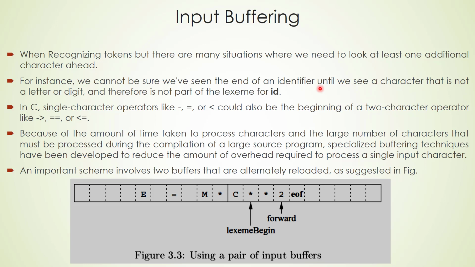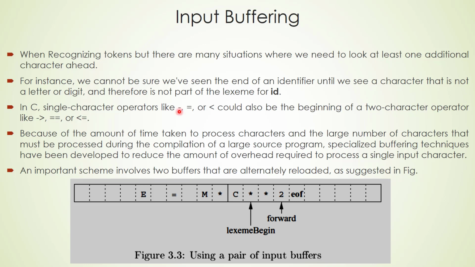So suppose I am declaring a variable: int abc semicolon. At some point the program starts to scan a, b, c and also the semicolon. Actually the semicolon is not part of the identifier. That means we are actually looking one more character ahead. So when we see the semicolon, we will identify abc as an identifier. In C, a single character operator like minus, equal to or greater than, less than could also be the beginning of a two character operator like pointer, equal to, less than or equal to.